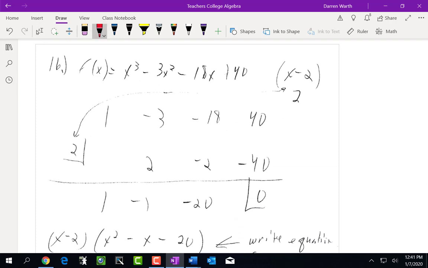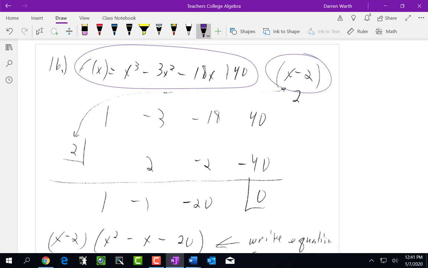Okay, number 16, it says use synthetic division to divide f of x equals x cubed minus 3x squared minus 18x plus 40 by x minus 2, and then use the result to find all the zeros of f. So here I'm going to take this equation, x cubed minus 3x squared minus 18x plus 40, and divide by x minus 2.